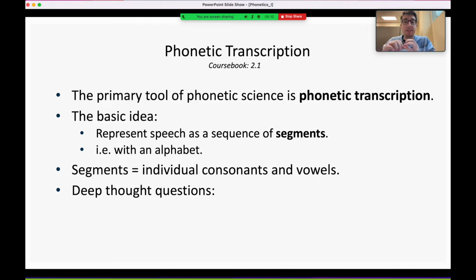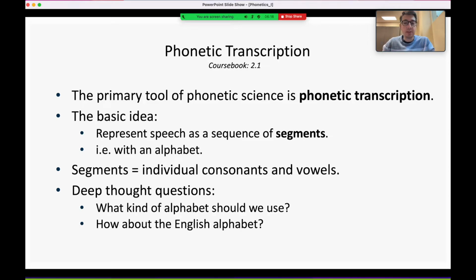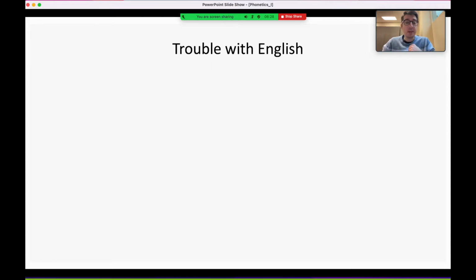This alphabet needs to represent segments, individual consonants and vowels. And a deep thought question for you: what kind of alphabet should we use? How about the English alphabet? I kind of gave you an answer to this question. English alphabet, no, but which one should we use?